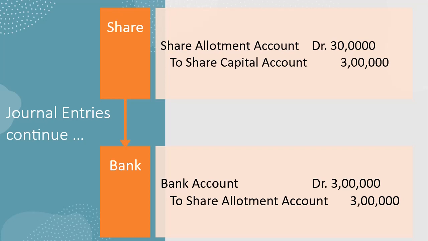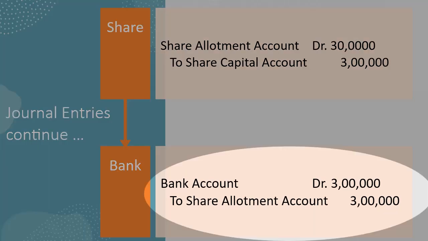Therefore, this journal entry reflects the transfer of the allotment of shares and makes the allotment money due to the shareholders. The second journal entry is as follows. Bank account Dr 3 lakhs. To share allotment account 3 lakhs. This entry represents the receipt of allotment money from the shareholders.